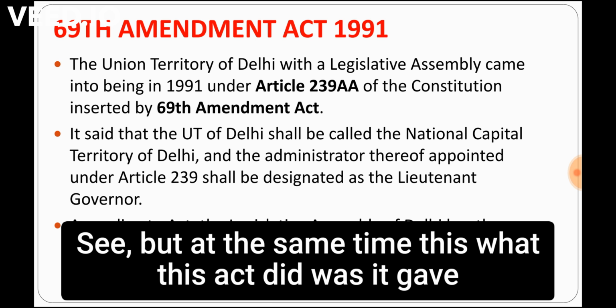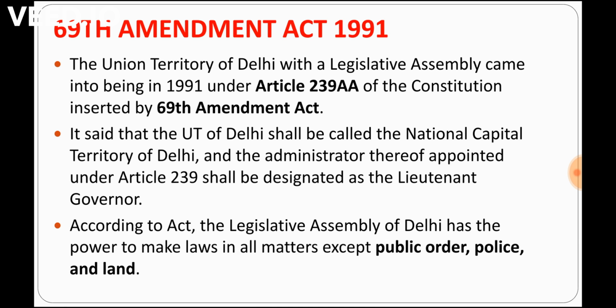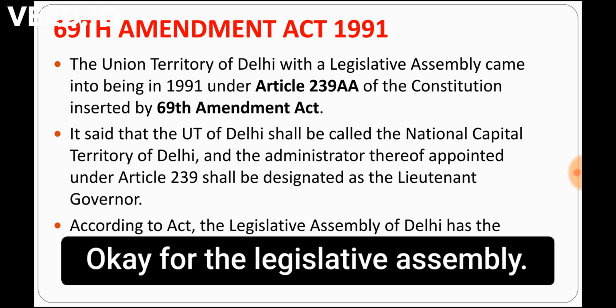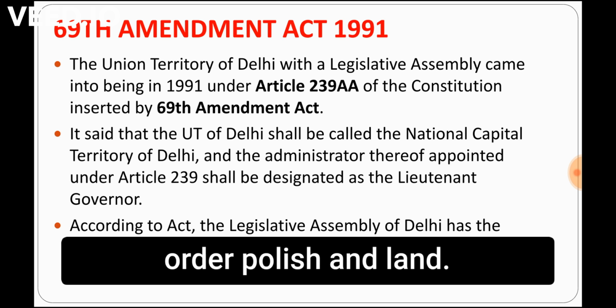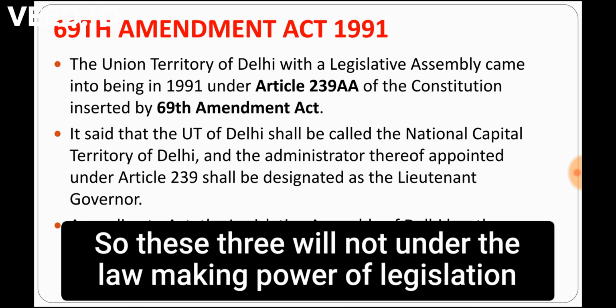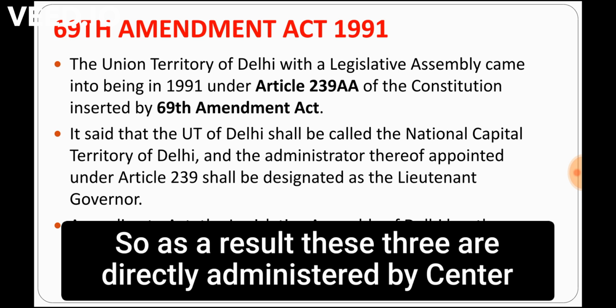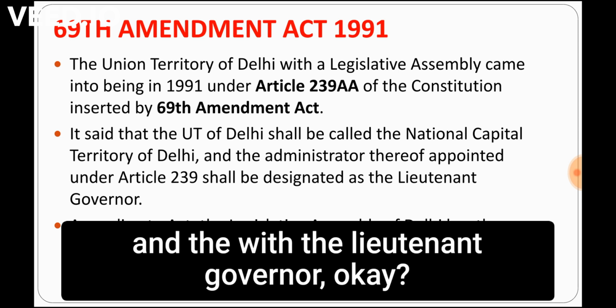But at the same time, what this act did was give the power to make laws to the legislative assembly in all matters except three that were left out, that is public order, police and land. So these three are not under the lawmaking power of the Legislative Assembly of Delhi. As a result, these three are directly administered by the center through the Lieutenant Governor.